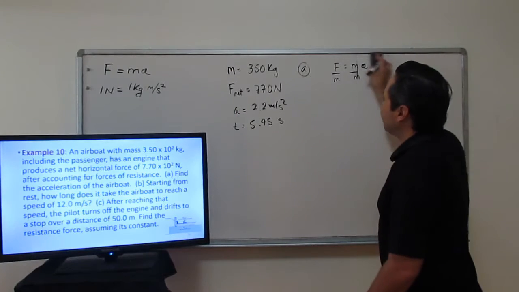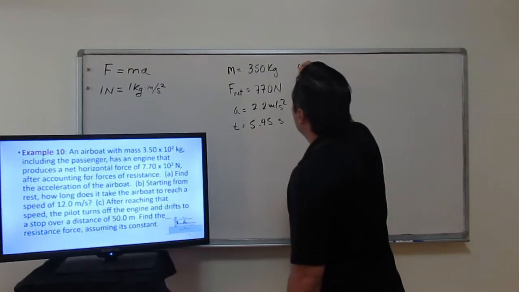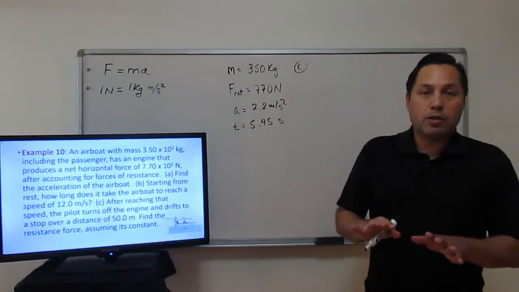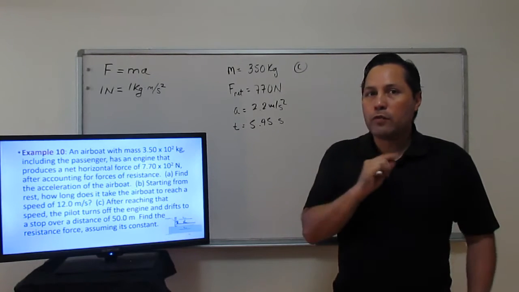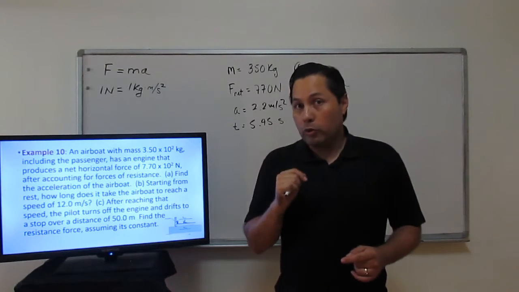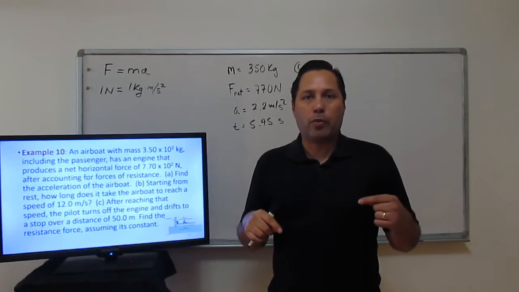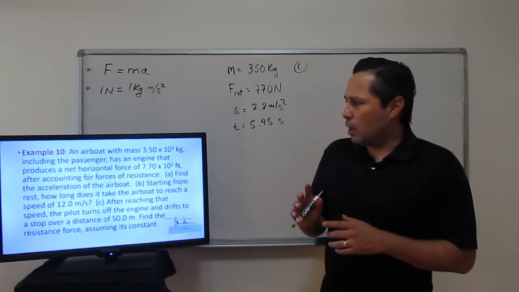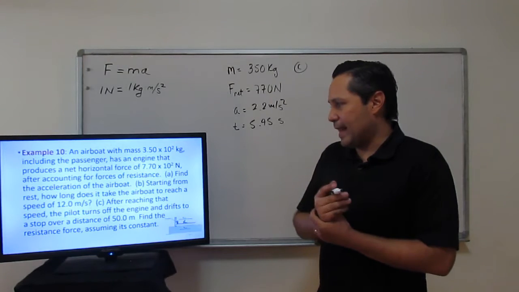Now in part C, the driver turns off the engine. So now the only force being applied to slow down the boat is going to be the resistance from the water. Okay, so let's go ahead and take a look at that.